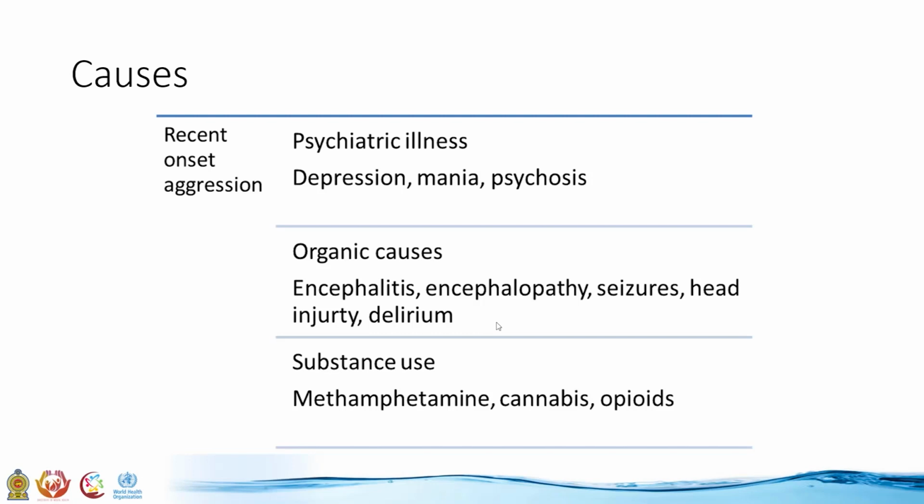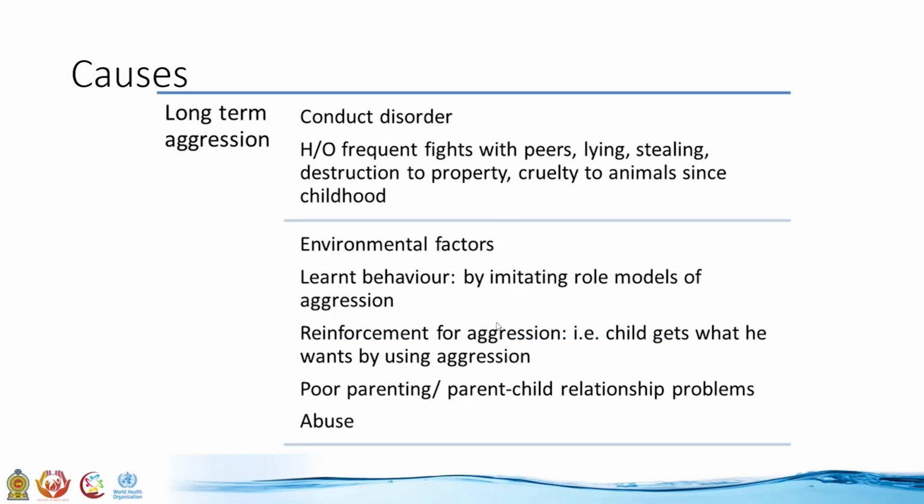Recent onset aggression may also be due to an underlying medical illness such as seizures or encephalitis. Substance use should also be considered as a possible cause for recent onset aggression in adolescents. If an adolescent has a long history of aggression, that is, if he or she has been behaving aggressively since childhood, it may be due to conduct disorder.